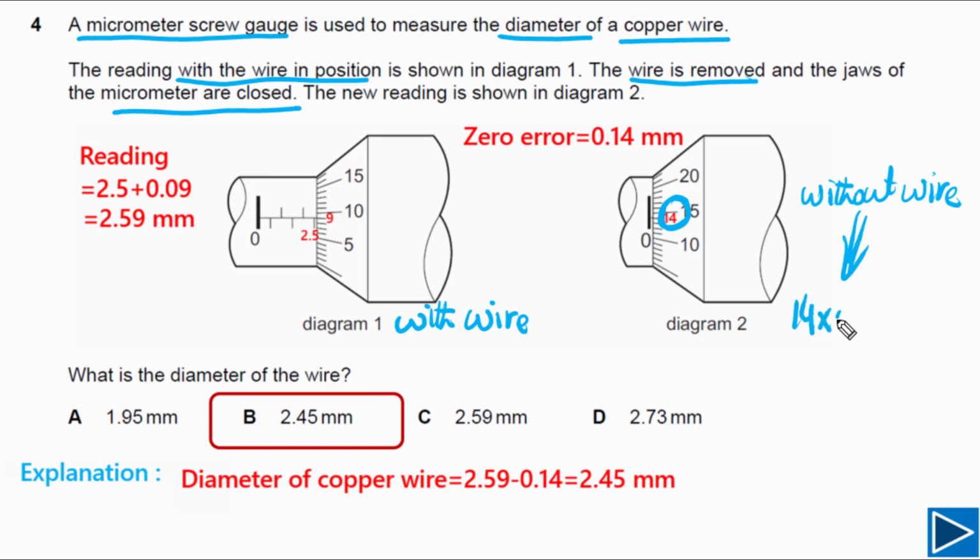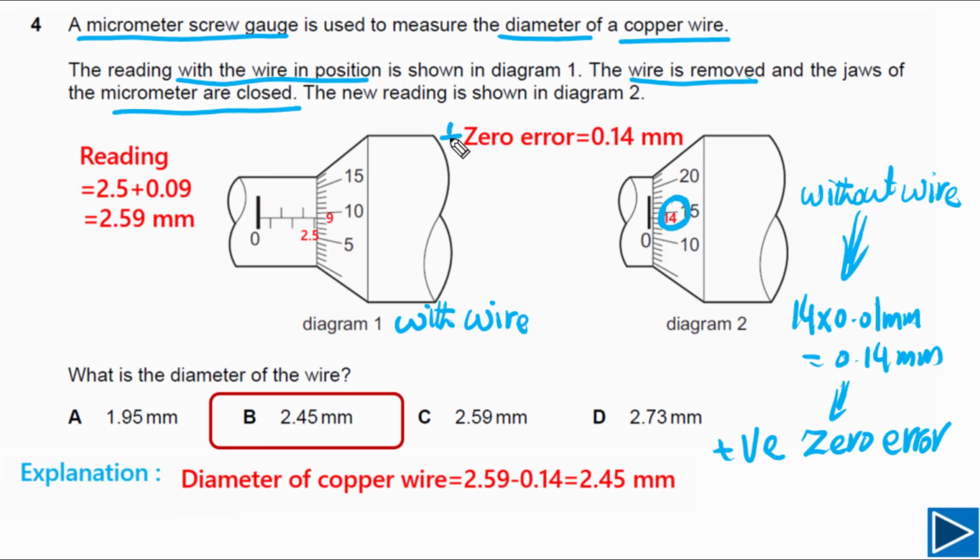If you multiply this with the least count of the micrometer, that is equal to 0.01 mm, this is equal to 0.14 mm. And this is zero error, but it is positive zero error because this reading is greater than actual. So as you can see here, this is positive zero error, 0.14 millimeter. I have already written it here.